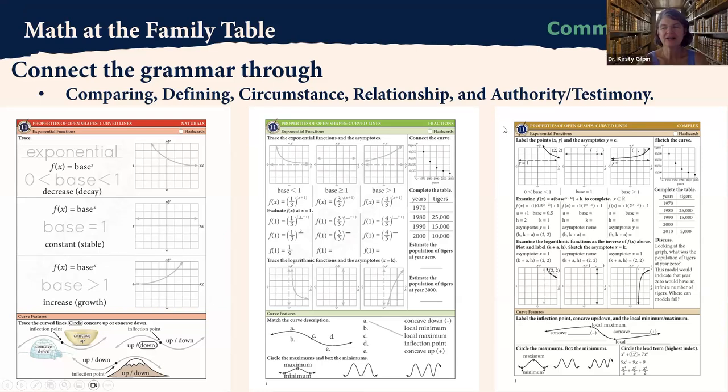That's great. All right, so we've just talked about how all of our students are going to use their core habits to be loading the grammar. And once we've got some of that grammar loaded, our next goal is to start connecting that grammar. And we connect that grammar through our common topics. When we think of that, we're thinking of comparing, defining, looking at circumstance and relationship, and authority and testimony. And so let's take a look at those same pages and think through what we could do, and again, this is what we're doing at the family table.